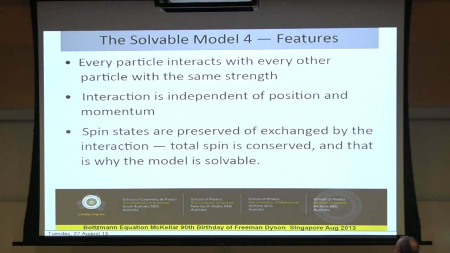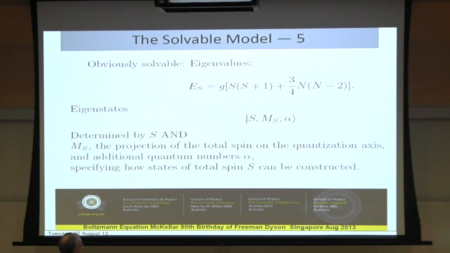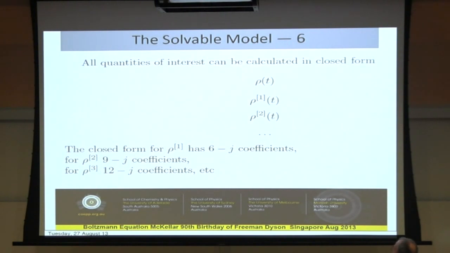The interactions are also independent of momentum. So the total spin is conserved in the interaction, and that's why the model is solvable. So we can write down the eigenvalues and we can work out the eigenstates. The eigenstates depend on the total spin, the projection of the total spin, and another quantum number which tells us how, out of all these n particles, we've constructed this particular total spin. And once you do that, you can work out anything in the system you wanted to know. You can work out all of those density matrices.